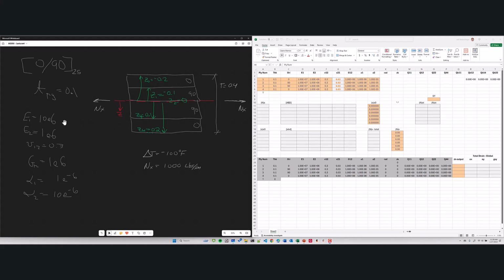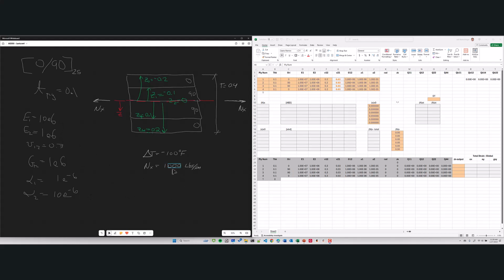I'm just going to use some generic, completely made up properties: E1 is 10e6, E2 is 1e6, about an order of magnitude less, which is about what it is in unidirectional carbon polymer matrix composites. Poisson's ratio 0.3, G12 is 1e6, alpha 1 is 1e-6, and alpha 2 is 10e-6, about an order of magnitude greater in the two for alphas, versus the reverse in stiffnesses.